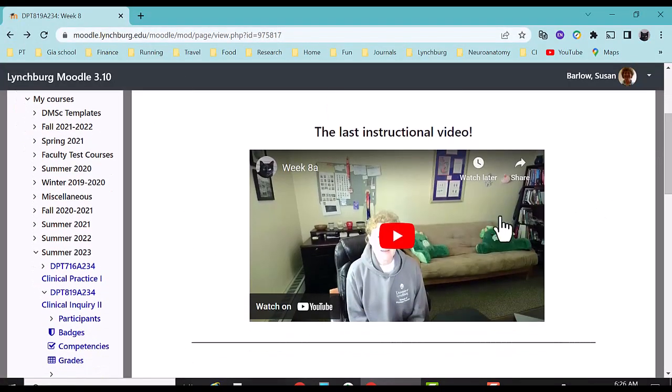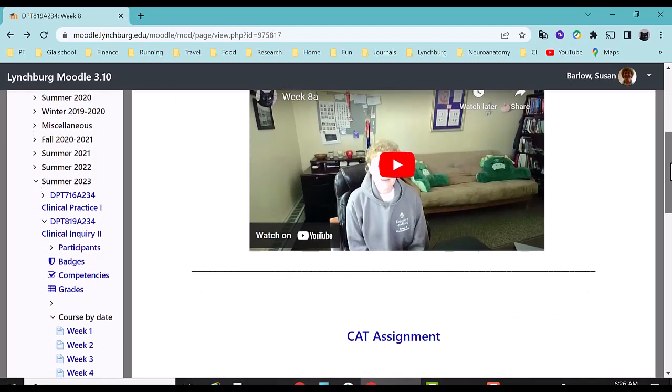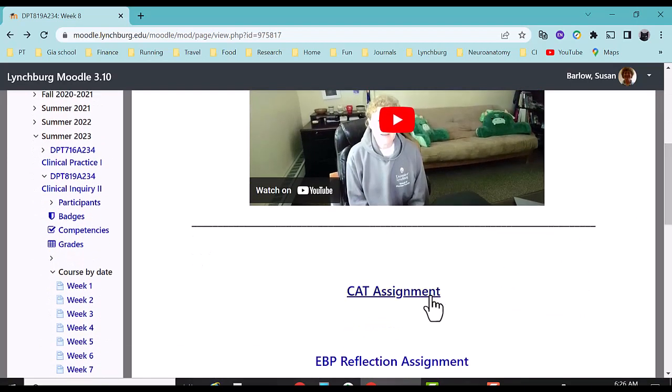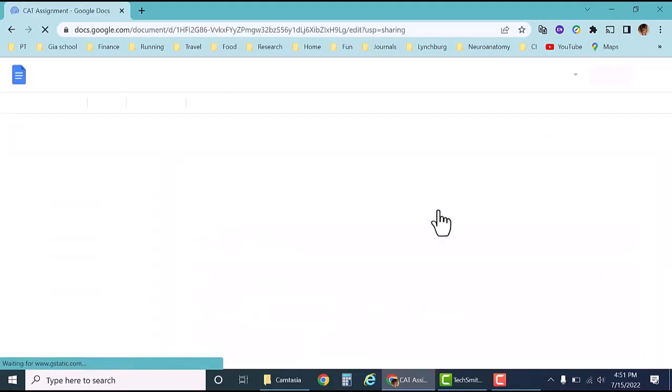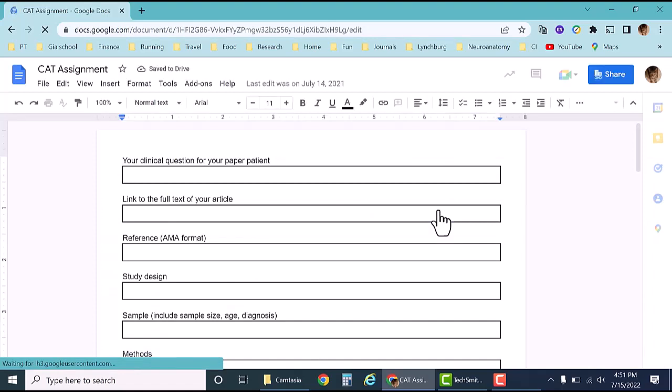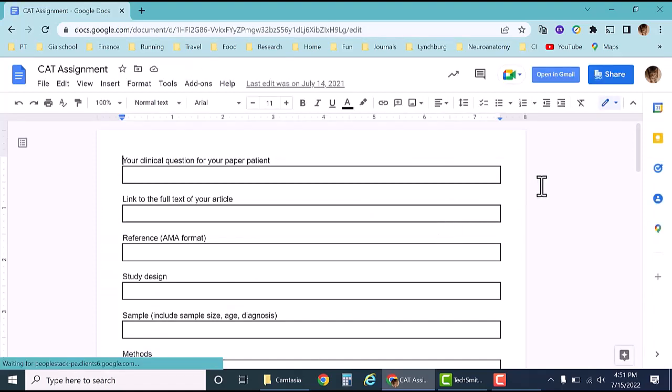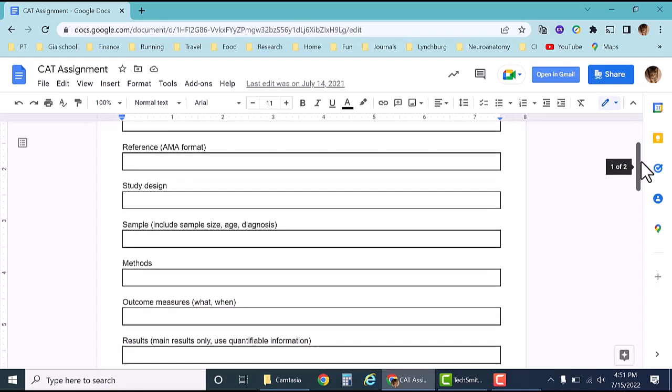And back to the Moodle page again. You're watching the last instructional video here. And let's take a look at what's involved with the CAT assignment. The CAT assignment, pretty straightforward. You just complete this document. Actually, make a copy of it and then complete the document. You're going to start out by posting your clinical question for your paper patient. I'd like a link to the full text of your article here. Put your reference in AMA format. Again, we've done all this throughout the course of the semester.